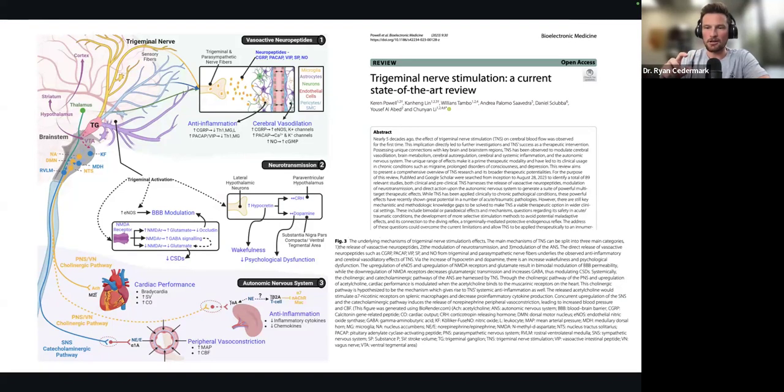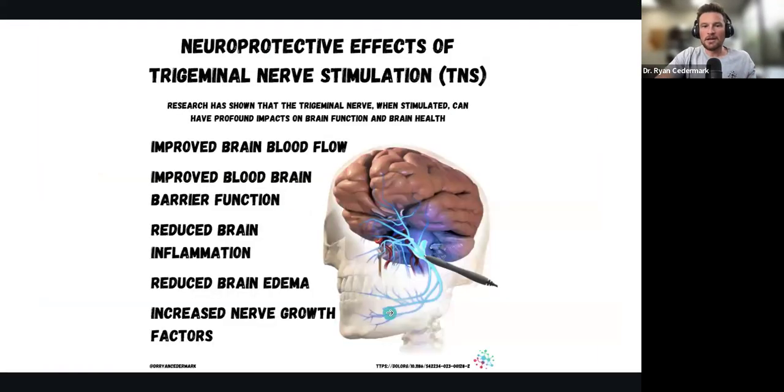So that's also going to help modulate the flow of parasympathetic versus sympathetic state and modulation of the autonomic nervous system directly. So there's indirect and direct consequences of stimulating the trigeminal nerve. And you can read all about it here.